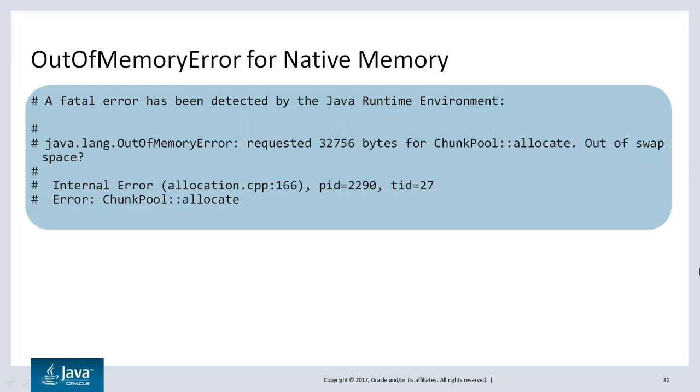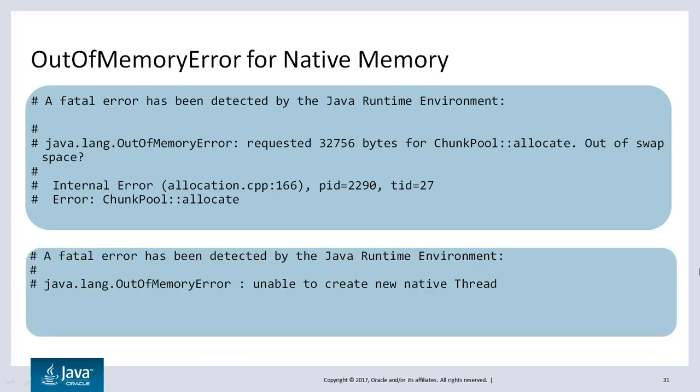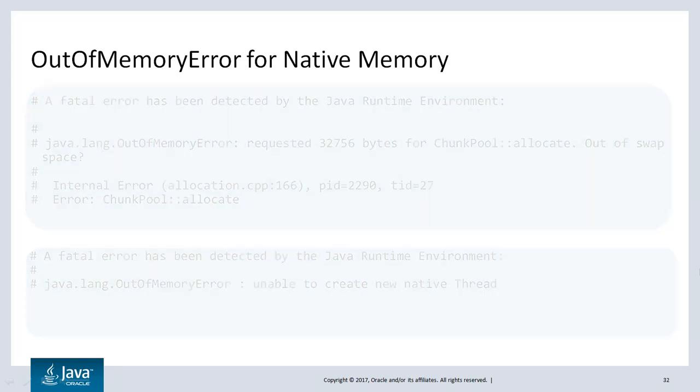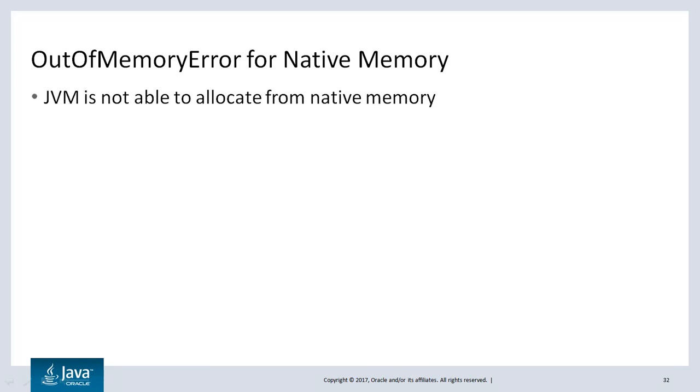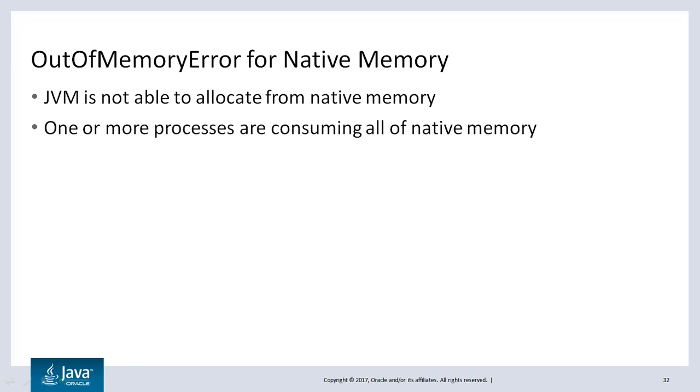Here are some examples of running out of native memory. In the first example, the JVM's internal code chunk pool tried to allocate in native memory but failed due to lack of space. In the second example, the JVM's attempt to create a new thread failed because there was no room left in native memory. This error message means that the JVM is not able to allocate from native memory, and this failing process or other processes on the system are consuming all of native memory. This error message could be an indication of a native memory leak.